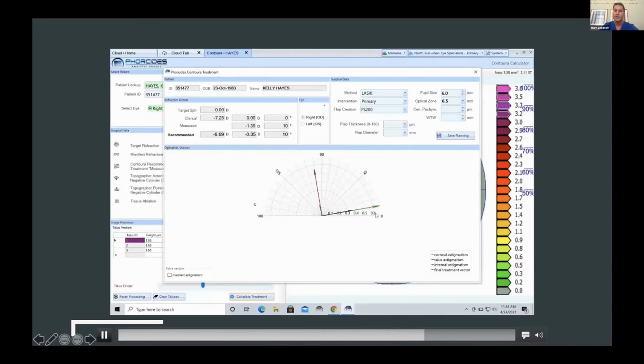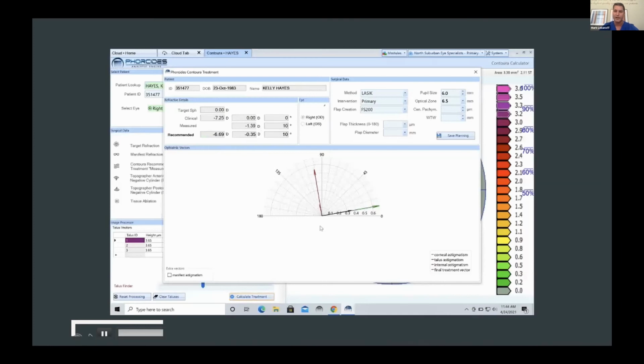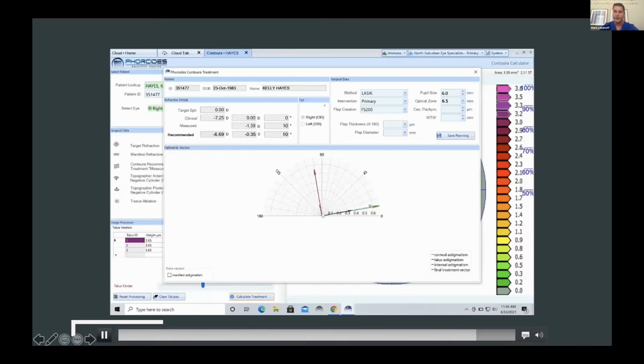In addition, the surgeon is given a vector diagram to better understand the optics of this particular eye. There is a green vector arrow for the corneal astigmatism. There is a red vector arrow for the lenticular, and hidden here is the purple arrow for the topographic components.